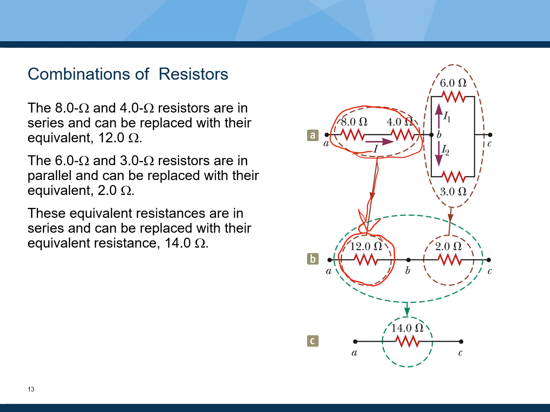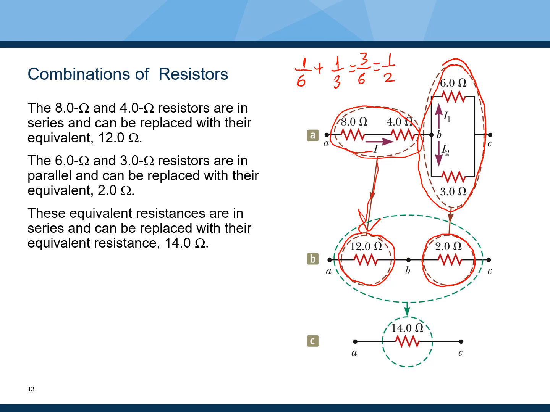The 6 ohm resistor and the 3 ohm resistor are in parallel, so they add as 1 over 6 plus 1 over 3. This becomes 1 over 6 plus 2 over 6, which is 3 over 6, which is just equal to 1 over 2. Now notice that this is the reciprocal of the equivalent resistance, and so the 6 ohm and the 3 ohm resistor connected in parallel are equivalent to the reciprocal of 1 over 2, which is just 2 ohms.